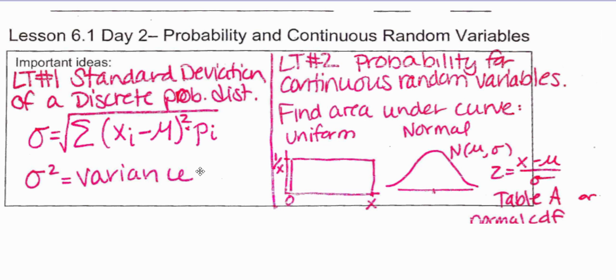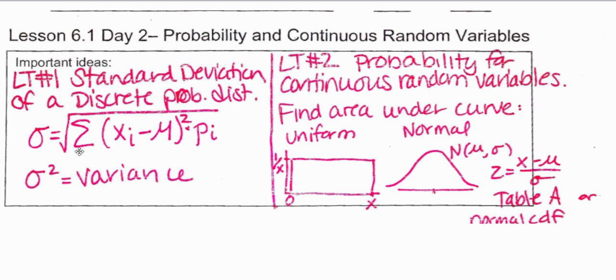All right. What we have here is we're going to talk about 6.1 day 2, probability and continuous random variables. We know how to find expected value in our previous notes, and now we're talking about standard deviation of a discrete random variable, of a discrete probability distribution.